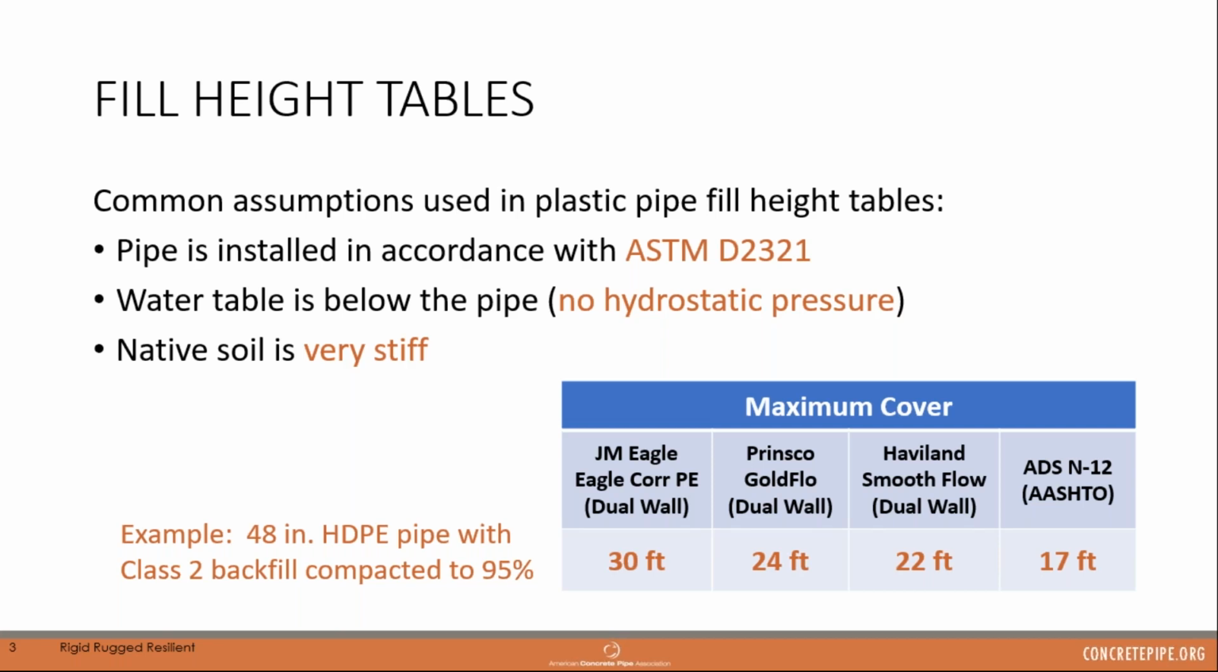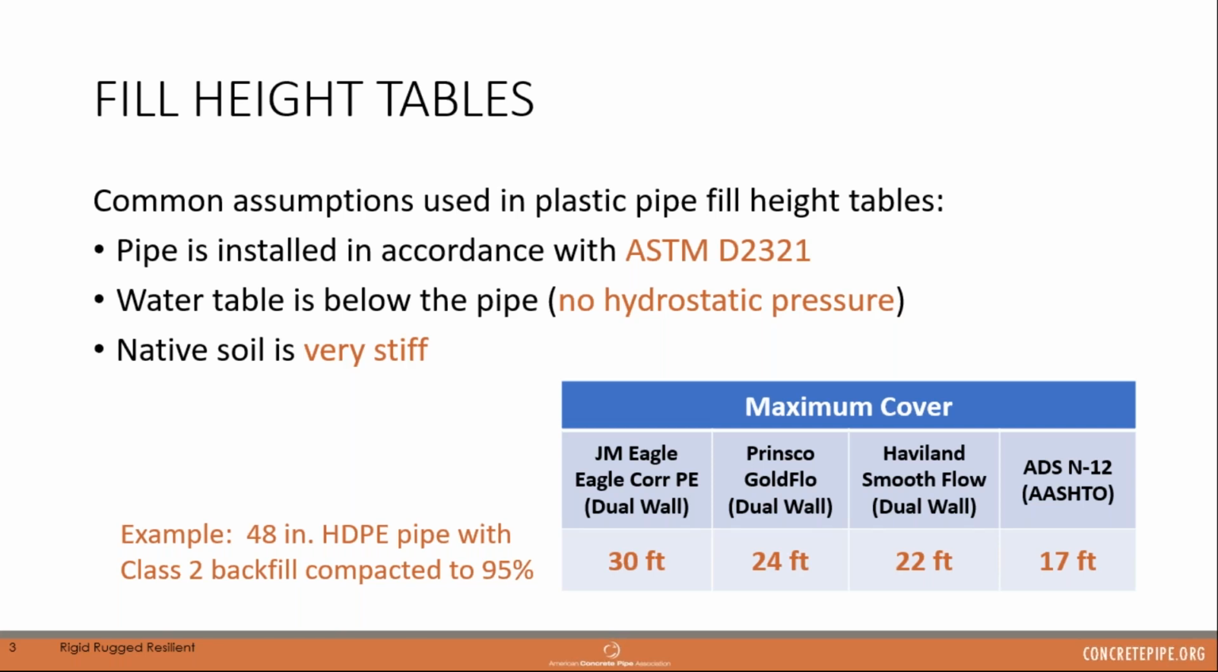But another huge factor in that is that each manufacturer is going to have a specific profile for their pipe wall. So these 4 examples, Jamaica, Prinsco, Haviland, and ADS, even with a corrugated dual wall pipe, have their own profile for their pipe wall design. That's going to vary from the next manufacturer. So we see here that because of all of those reasons, the fill heights are going to vary quite a bit. You can be as high as 30 feet, it might be as low as 17 feet. So it's just important to recognize that just choosing one of the fill height tables and running with the values they have listed may not be appropriate for your specific situation.